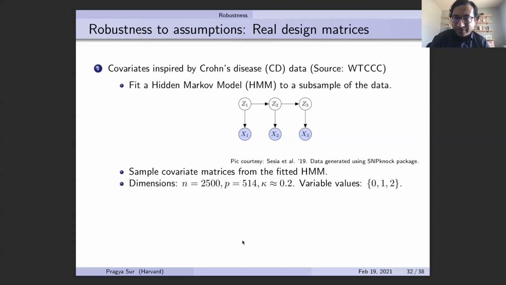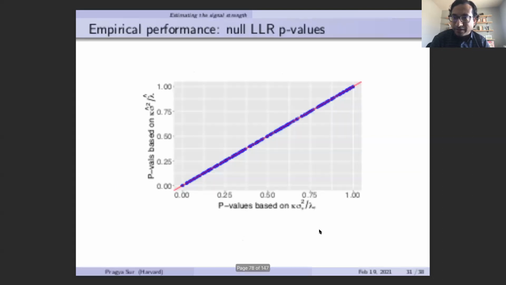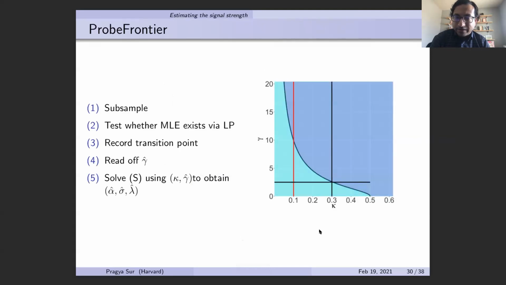Can I ask a quick question here? Yes, please. Your kappa gamma phase transition plot that you showed, did you use any assumptions on the design matrix in coming up with this? So for our work, this is correlated Gaussian designs.